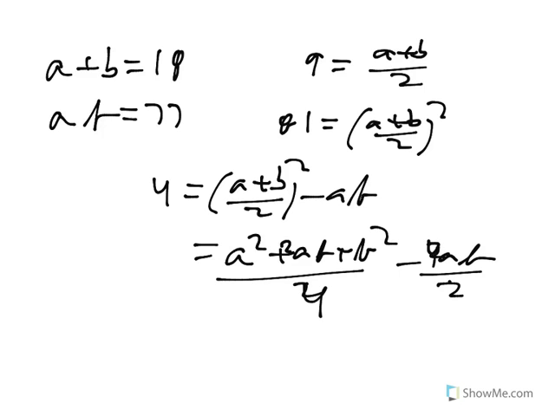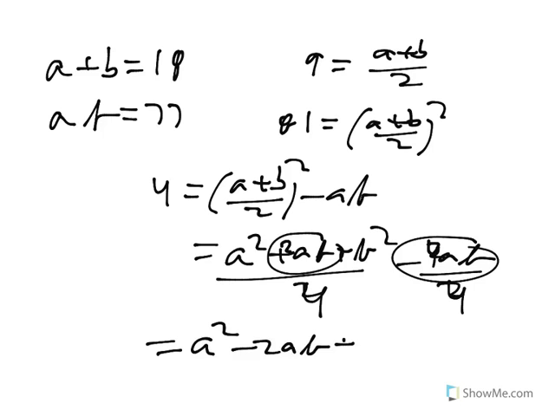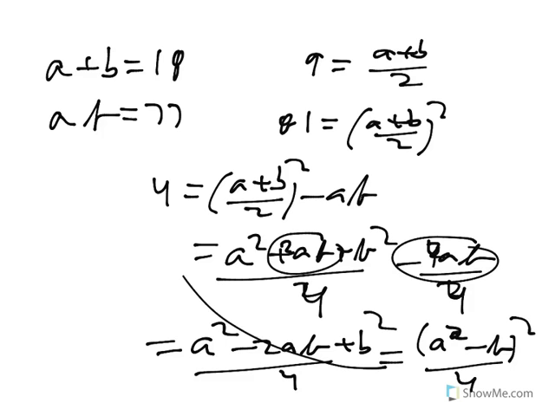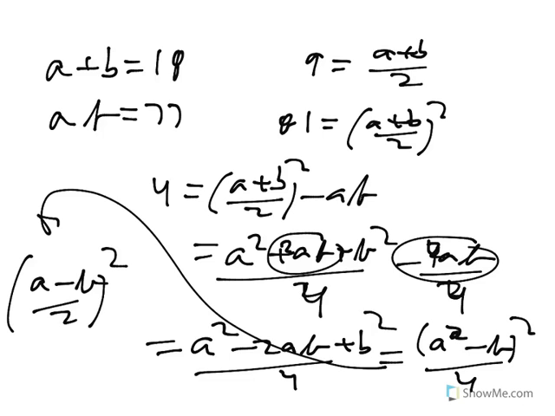I'm going to make a common denominator. And that becomes a squared plus 2ab, and the minus 4ab becomes minus 2ab plus b squared over 4. That can be factored to (a minus b) squared over 4, which could also be written as ((a minus b) over 2) squared. So when you take the square root of that 4 in the next step, you get that 2 is actually (a minus b) over 2.